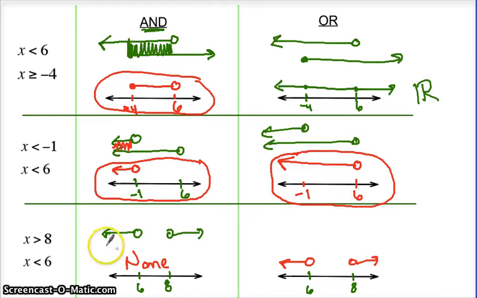The next set of lines is everything greater than 8 and less than 6. Well, the problem is those two lines never intersect. So that would be a none. There would be no possible answer, no solution to that. There is no such real number greater than 8 and less than 6.